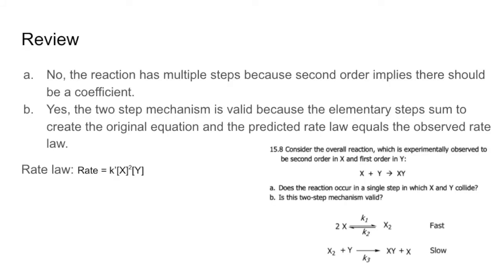Now let's review. The answer for part A was no, the reaction has multiple steps because second order implies there should be a coefficient in front of the X. For part B, we concluded that the two-step mechanism is valid because the elementary steps sum to create the original equation, and the predicted rate law equals the observed rate law, which is K prime times the concentration of X squared times the concentration of Y.